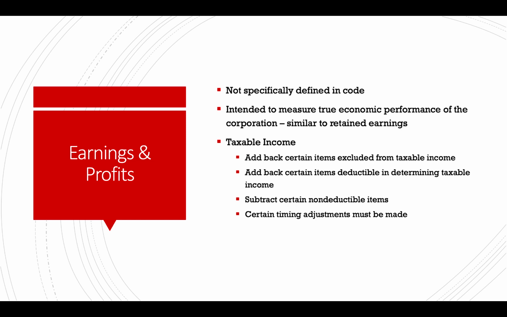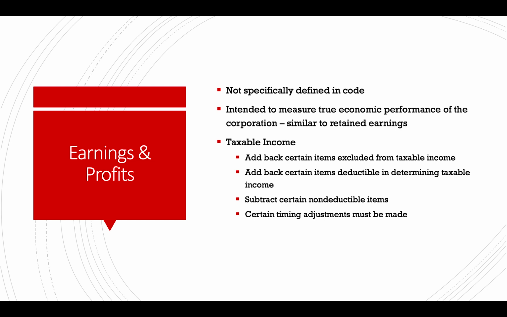We're also going to add back certain items deductible in determining taxable income. Some of these might be the dividends received deduction. We have covered this already, and we know that between corporations, depending on how much the corporate shareholder owns in the corporation, they get to exclude a portion of the dividend from income. But just because it's excluded from income doesn't mean it didn't increase economic performance. So those are added back.